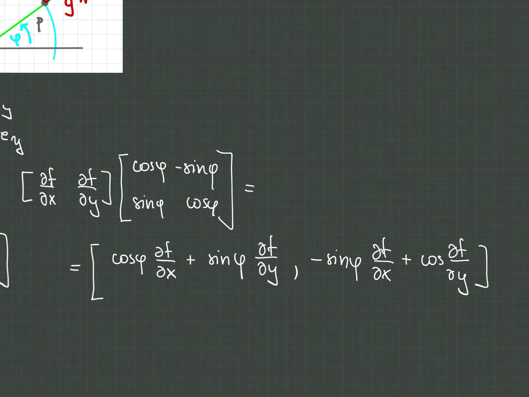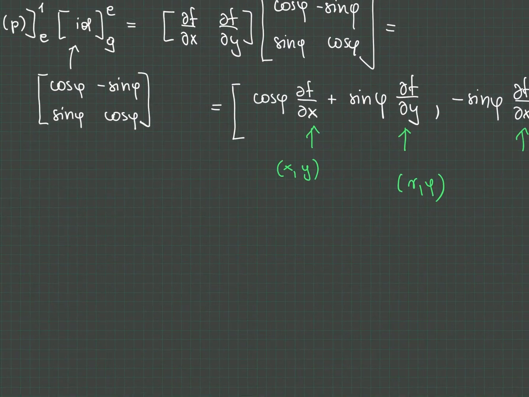However, it is not what I really wanted, because here and here and here and here I have something which is associated with old coordinates x and y, and I want in this whole thing new coordinates, expressions that are associated with r and phi. How to get rid of x and y? Now we have to do the following.